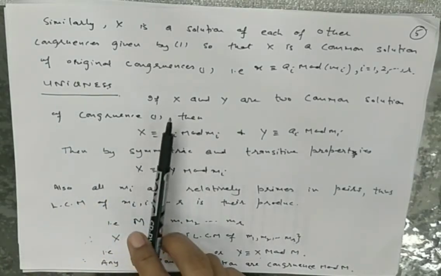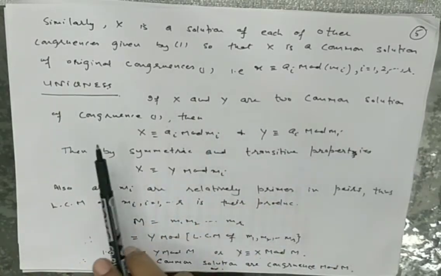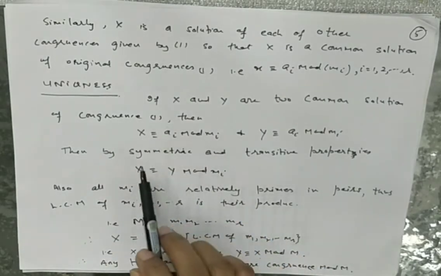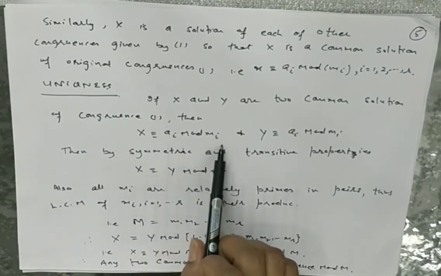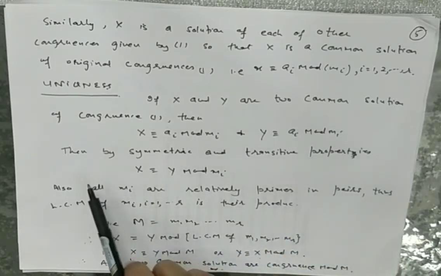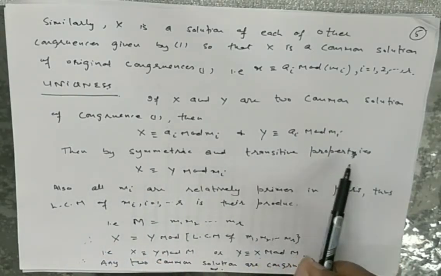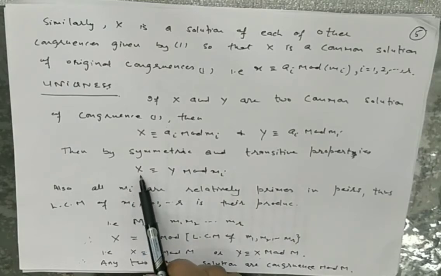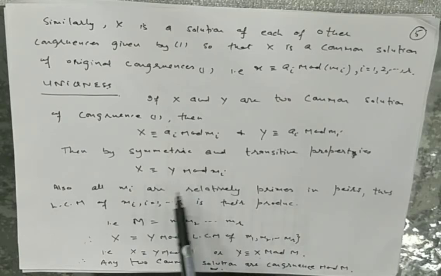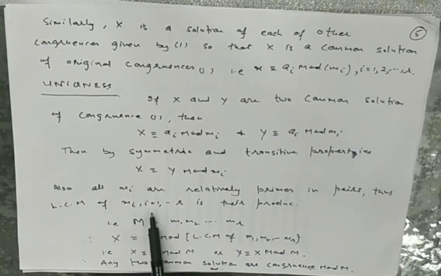Up to the congruences. So let x and y be two common solutions of the congruences 1. Then x is congruent to a_i modulo m_i and y is also congruent to a_i modulo m_i. Then by symmetric and transitive properties, we can say that x is congruent to y modulo m_i. Also, all m_i's are relatively prime in pairs, thus the LCM of these m_i's, i varying from 1 to r, will be their product.